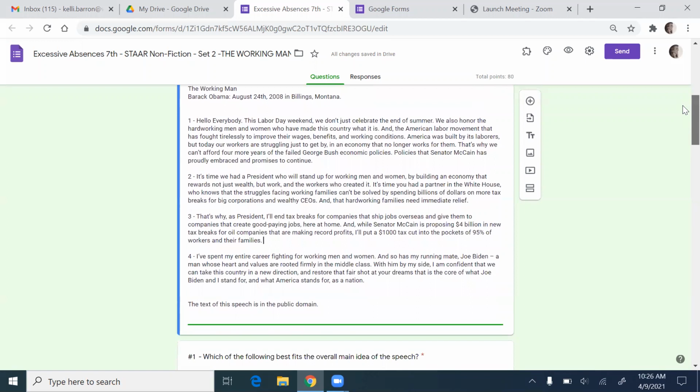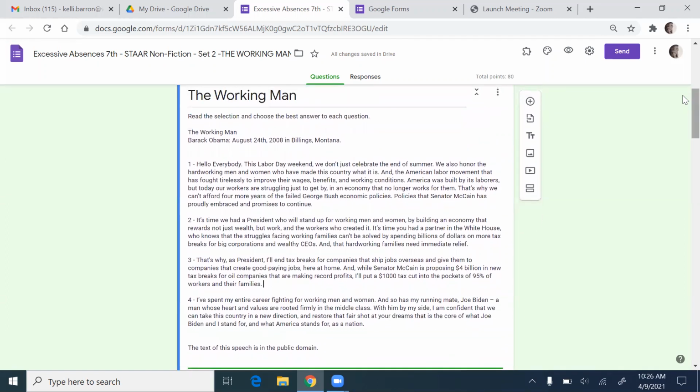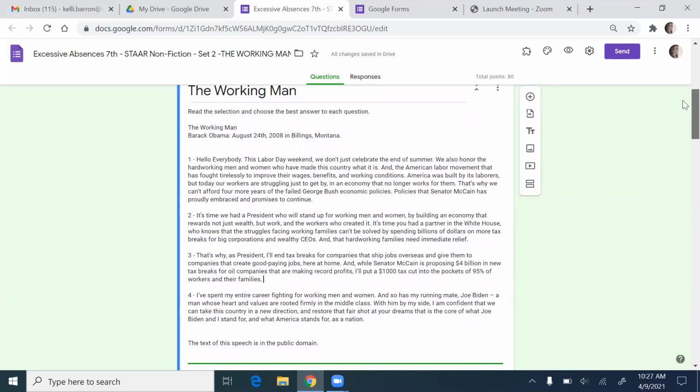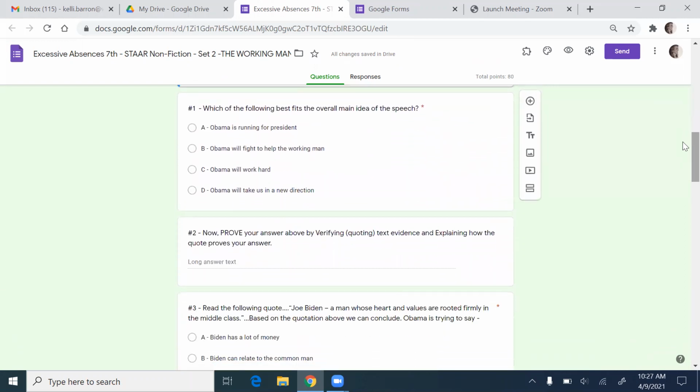Okay, here we go. So you're going to come in. The first thing you can have them do is, instead of reading the text when we do PROVE, we're going to have them go to the questions first. That helps them because they know what they're reading for. So have them go into the first question. So what's the first thing you're looking for? Which of the following best fits the overall main idea of the speech? So we preview the question.